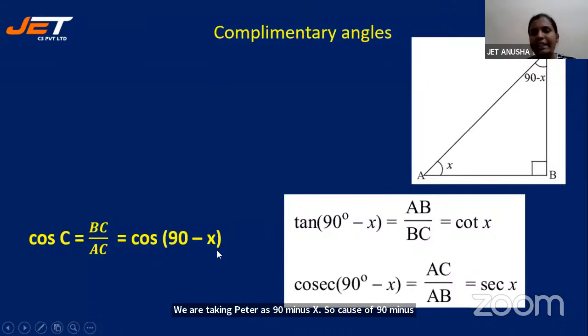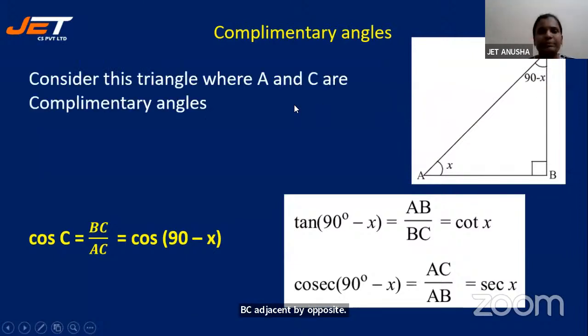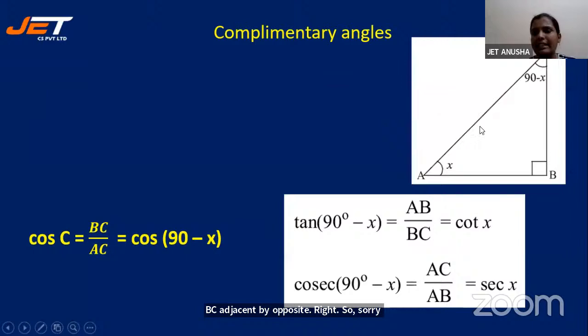Cos C can also be written as 90 minus x. Okay. So tan of 90 minus x, what is it? AB by BC, adjacent by opposite, right? Sorry, opposite by adjacent, right? So AB by BC, that is nothing but cot x. Tan of 90 minus x becomes cot x. In the same way, cosecant of 90 minus x is AC by AB, right? That is nothing but your secant x.